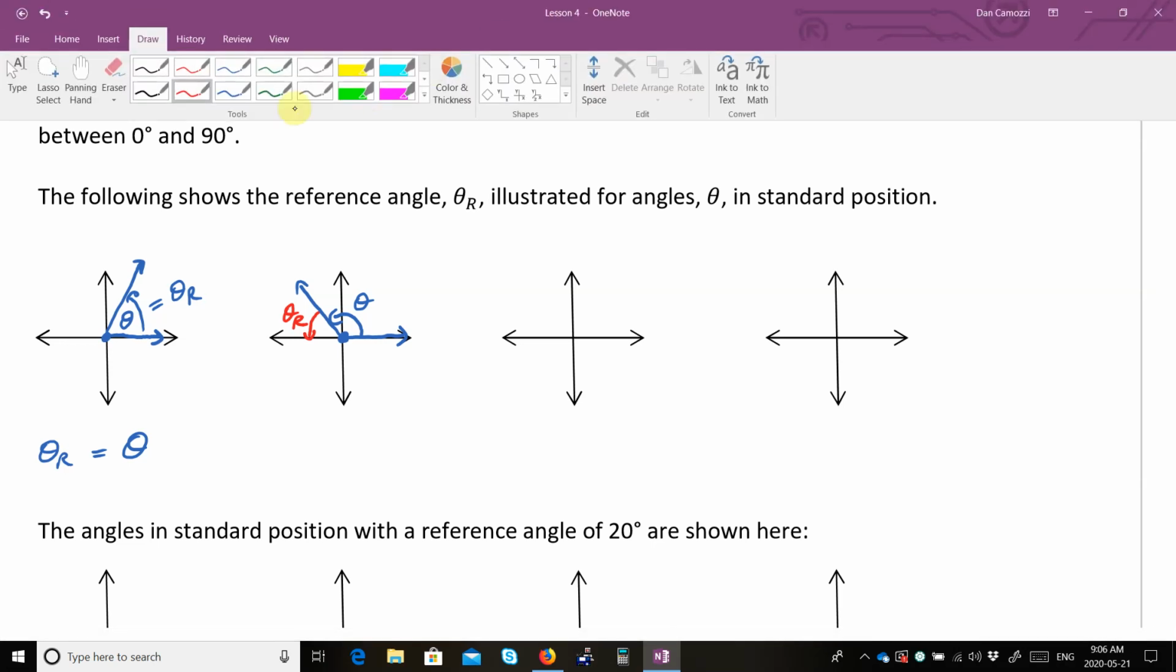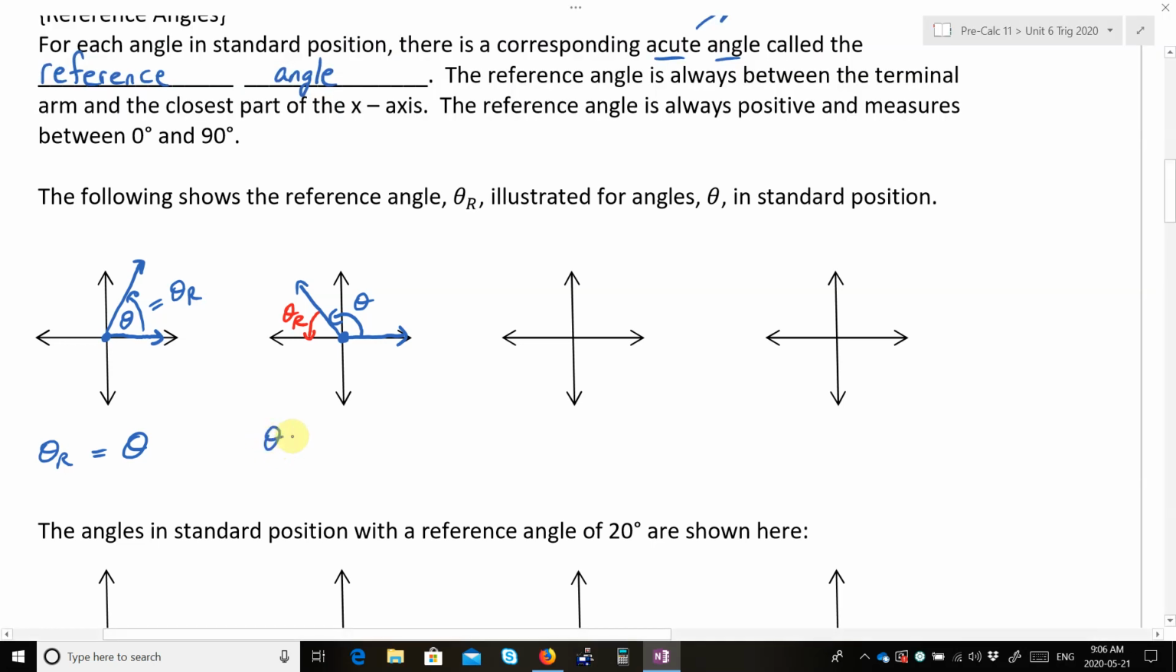And so in this case, how would we get the reference angle? Here's what you would have to do. Notice that it would be 180 degrees from the initial arm to the other piece of the x-axis. And then we've got from the initial arm to the terminal arm, that's angle theta. So to get the reference angle, you have to go 180 degrees minus theta.